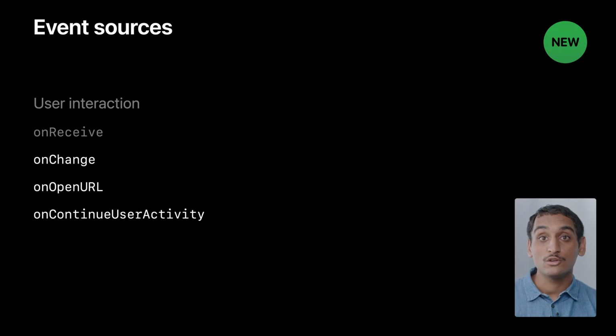These triggers are called event sources. They are the drivers of change in your views. As I mentioned, a good example of this is user interaction, or a publisher, such as a timer. And new this year, we have new ways to react to events, such as changes to the environment and bindings, and new ways to handle URLs and user activities.